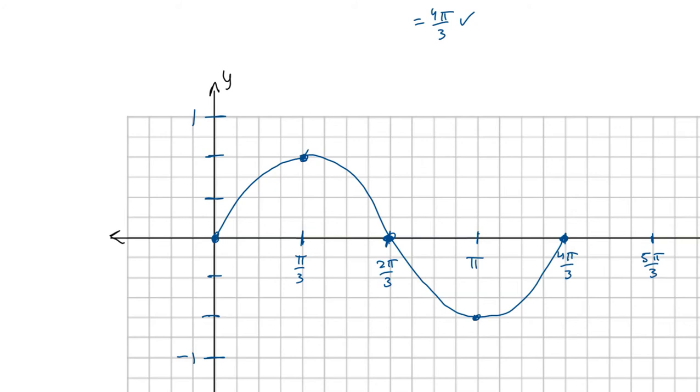Don't go past the points and put an arrow or anything weird like that. We're only graphing one cycle. We stop at the start and the end. Any questions?